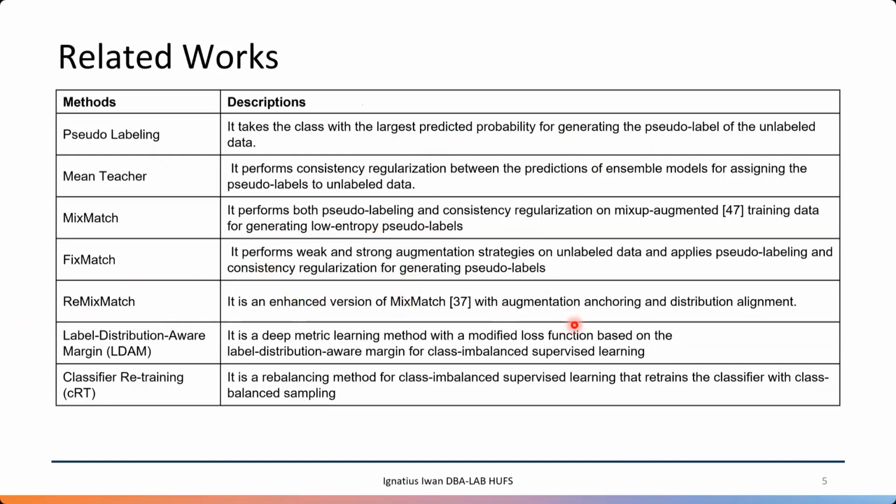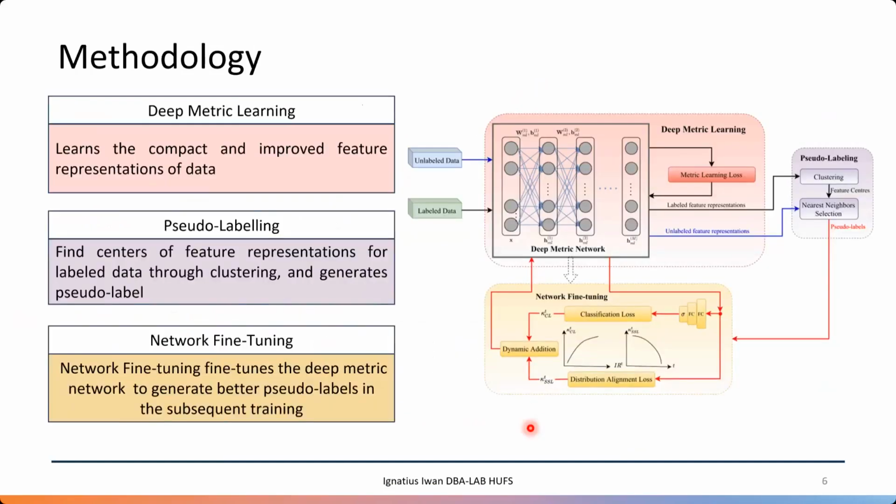distribution alignment. Another work, LDAM, is a deep metric learning method with a modified loss function based on the label distribution aware margin. Another work, CRT, is a rebalancing method for class imbalance supervised learning that retrains the classifier with class balance sampling. In this paper, there are three main components: first the deep metric learning, then the pseudo-labeling, and then the network fine-tuning.